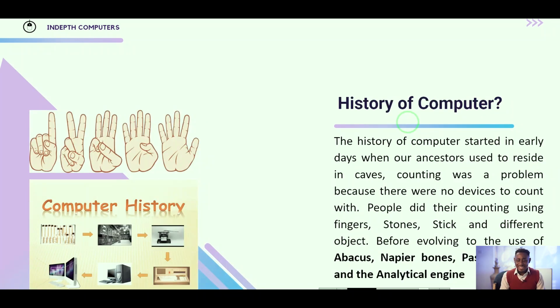Now, in the olden days when God created man, there was really nothing like computer or machines. People only used logic and skills to do arithmetic work or calculations. So some people used fingers, some people used stones, some people used pebbles, some people used sticks to do counting.